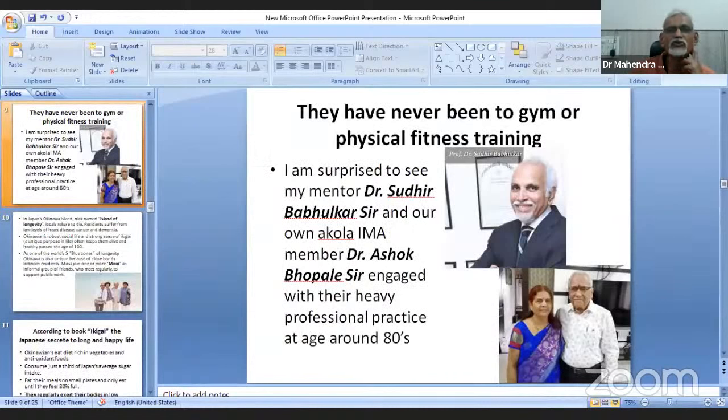I am surprised to see my mentor, Dr. Sudhir Babulkar sir, and our own Akola IMA member, Dr. Ashok Bhopale sir, engaged with their heavy professional practice at around age 80, though they have never been to a gym or undergone any physical fitness training.